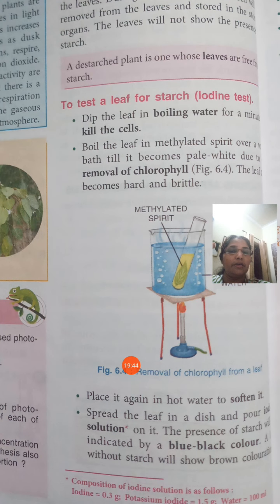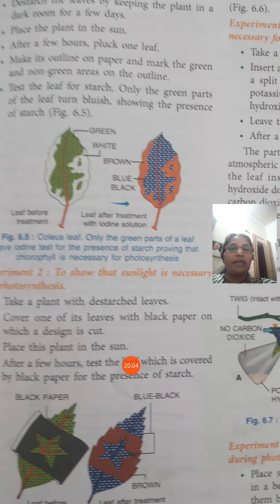First boil the leaf, then boil it in the methylated spirit. After removing the methylated spirit, again boil it in plain water to soften it. Then put a few drops of iodine on it. When we put iodine, we can see the green colored part change into blue-black color. The non-green parts show brown color. You must notice these colors: one is brown and one is blue-black.